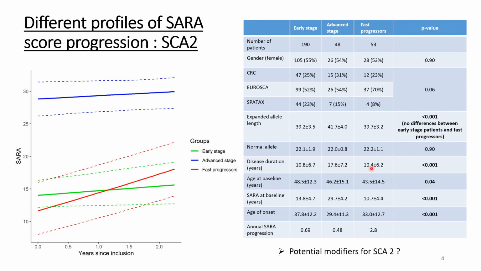So we have a group of fast progressors that have a more severe disease because it's increasing faster and it's starting earlier than in early stage patients, but there is no difference in the CAG repeats on the pathological allele. So this leads us to think that there are potential modifiers for SCA 2 that are making the disease more severe.